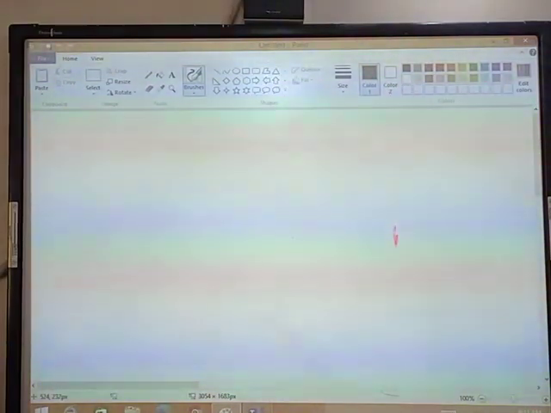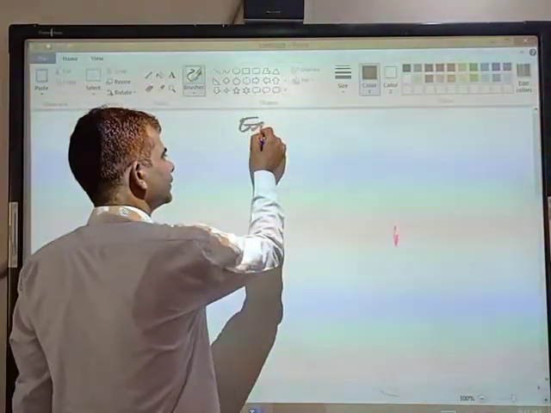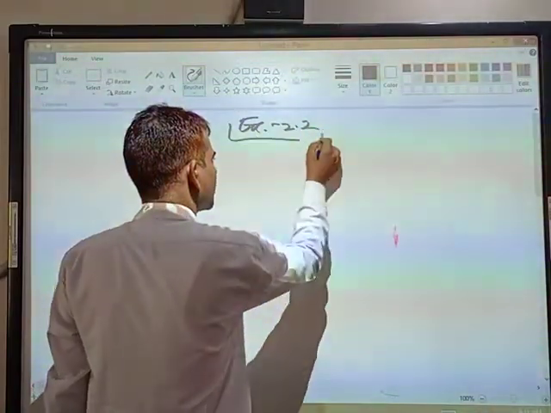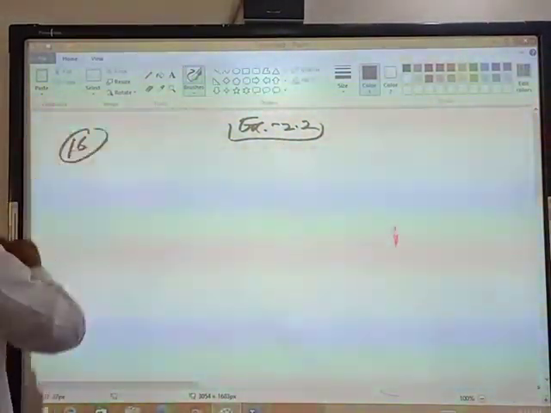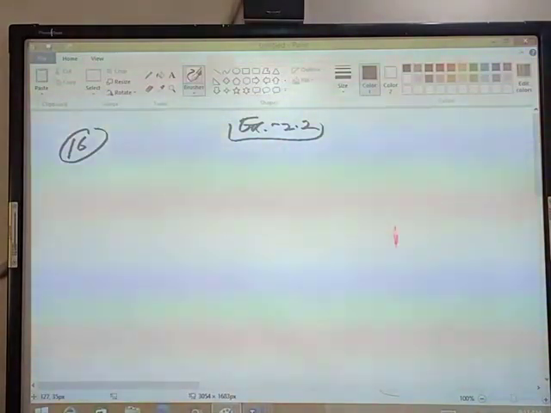Now exercise 2.2, question number 16. The organizers of an essay competition decide that a winner in the competition gets a prize of ₹100 and a participant who does not win gets a prize of ₹25. The total prize money distribution is 3000 rupees. Find the number of winners if the total number of participants is 63.